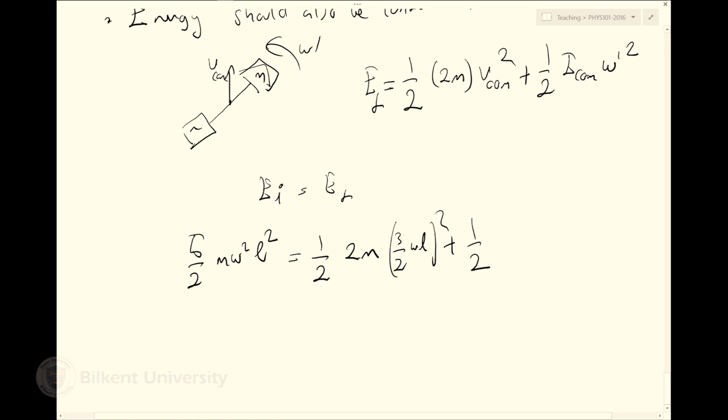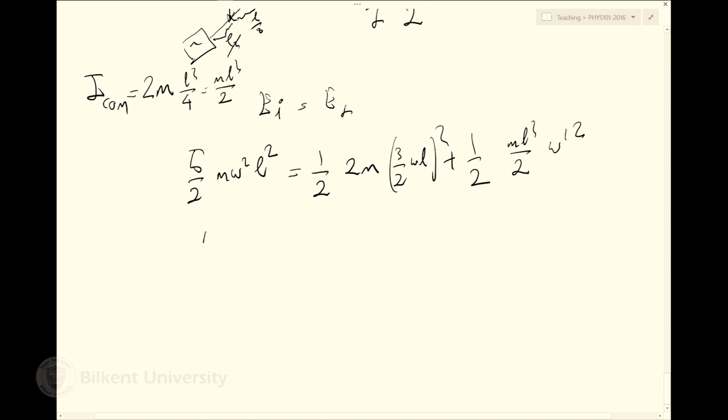What is the moment of inertia around the center of mass? What was our definition of moment of inertia? R square dm. I have two masses. Both of them are a distance L over 2 from the center of mass. So I should have from the first one m times L square over 4. But I have two of those. So it's small m L square over 2, times 1/2, times omega prime squared.